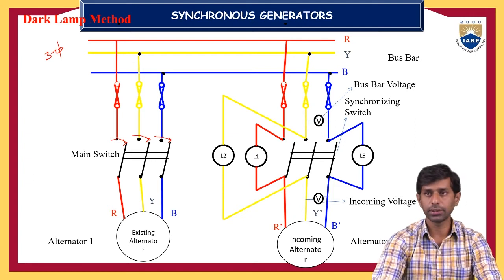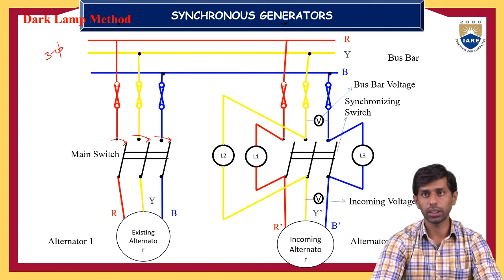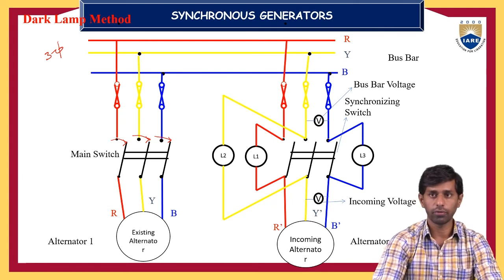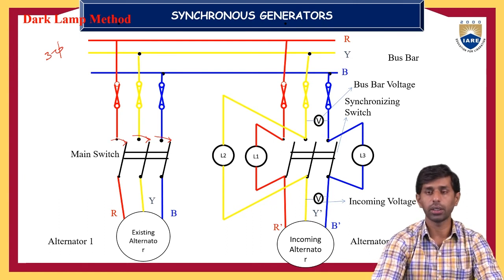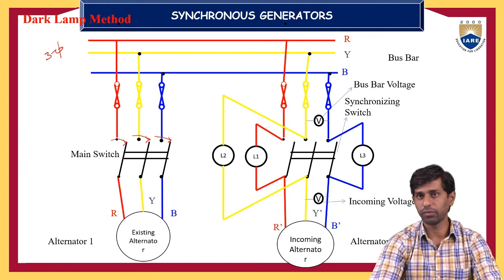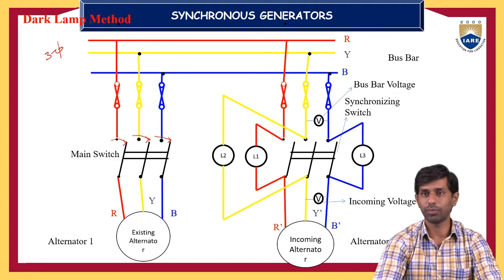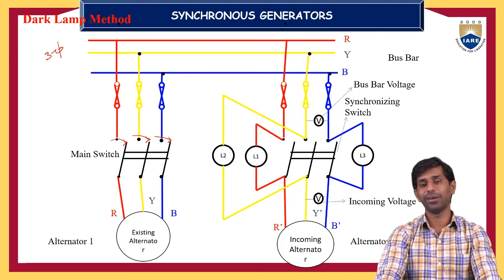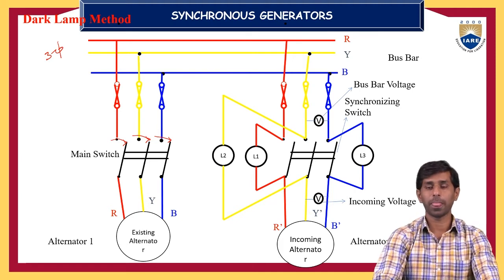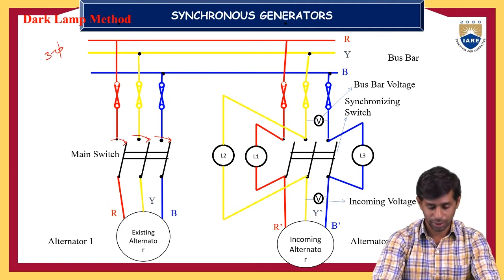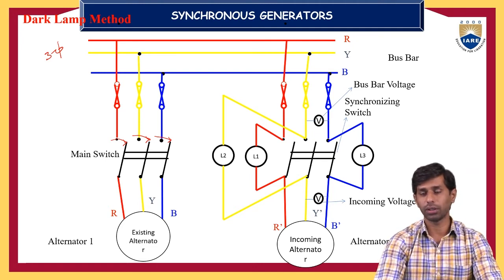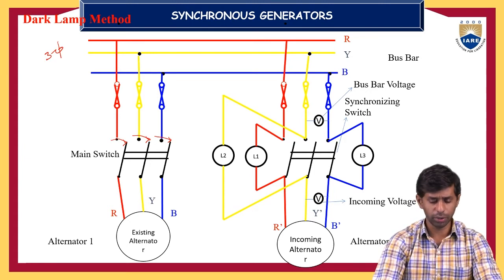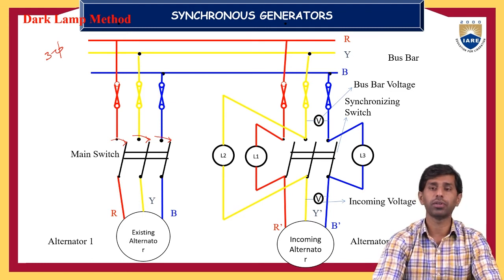Before synchronizing the new alternator, before connecting it directly to the bus bar, we have to run the alternator at its rated speed. The alternator is connected to a prime mover, whether it is steam, hydel or diesel, and I'm not going into that particular type of prime mover or the type of input fuel. Whatever kind of prime mover is connected to the alternator, first of all, bring the speed of the alternator to the rated speed, which we call the synchronous speed of the alternator.